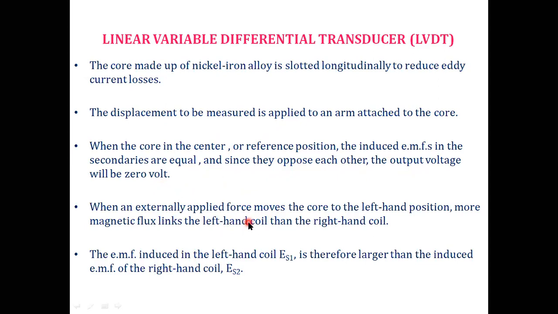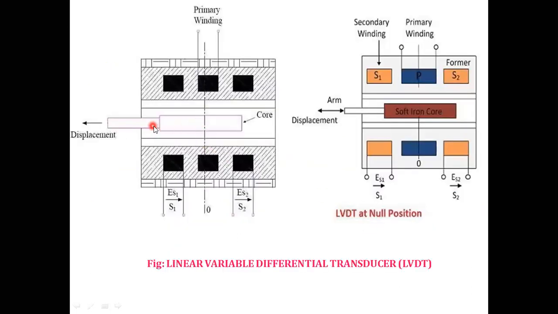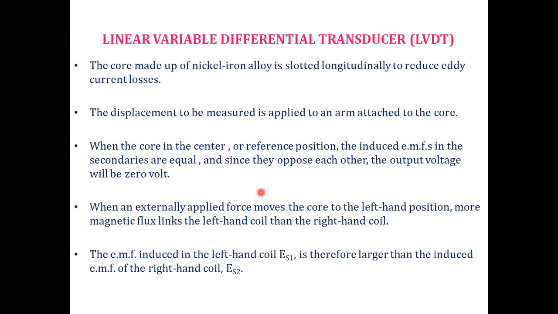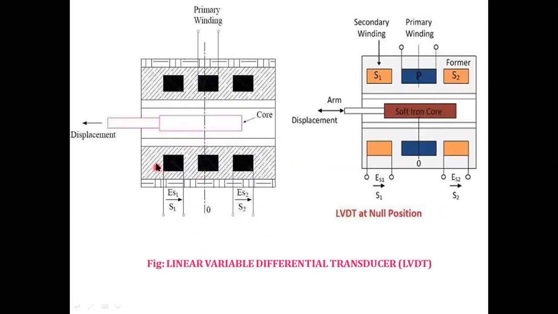When the externally applied force moves the core to the left hand position, more magnetic flux links the left hand coil than the right hand coil. The flux linkage is more across this secondary winding S1, so the potential there is higher when compared to ES2. Then we say ES1 is greater than ES2. If the core material moves to the left hand side, ES1 is greater than ES2.